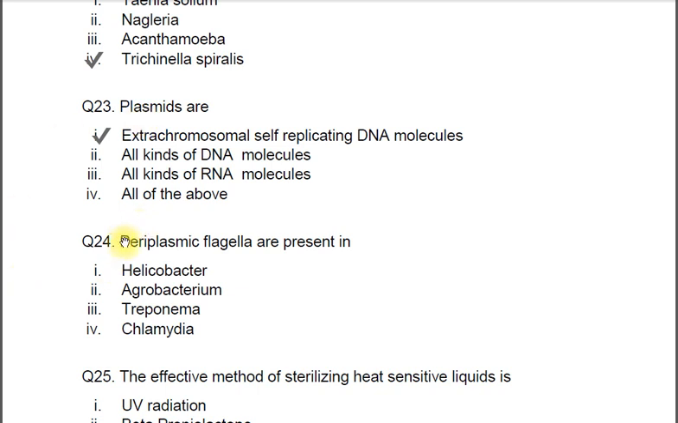Question number 24. Periplasmic flagella are present in 1, Helicobacter, 2, Agrobacterium, 3, Treponema, and 4, Chlamydia. The correct one is the option 3, which is the Treponema. Treponema are the spirochetes, and periplasmic flagella are present in the periplasmic space in the outer membrane of the cell wall.